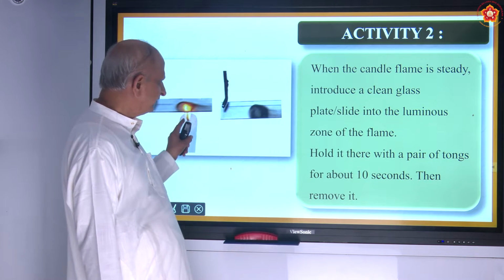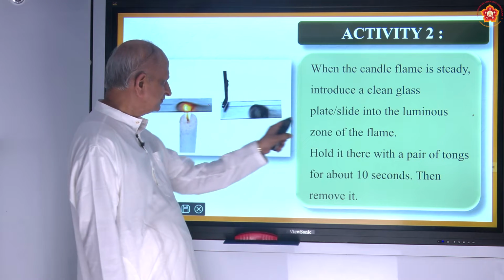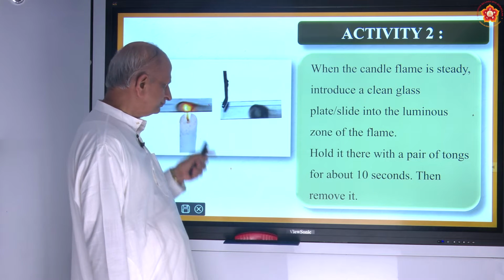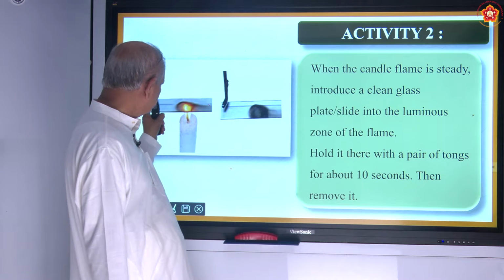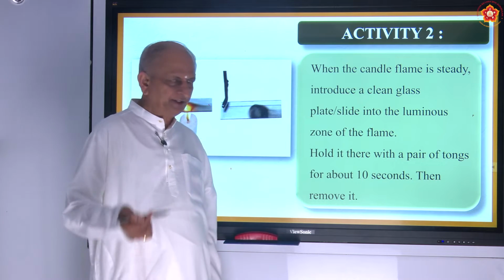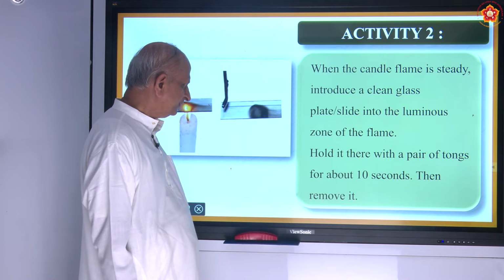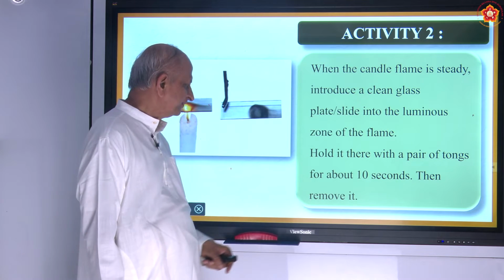Here the candle flame is steady. Introduce a clean glass plate. So this is a glass plate. Here the glass plate is brought on the top of the luminous zone of the flame. So what happens? Hold it there with a pair of tongs for about 10 seconds.